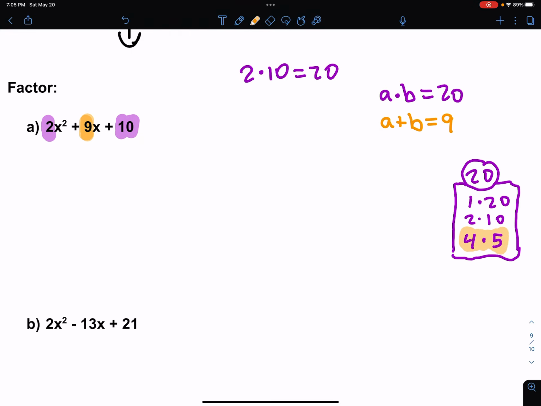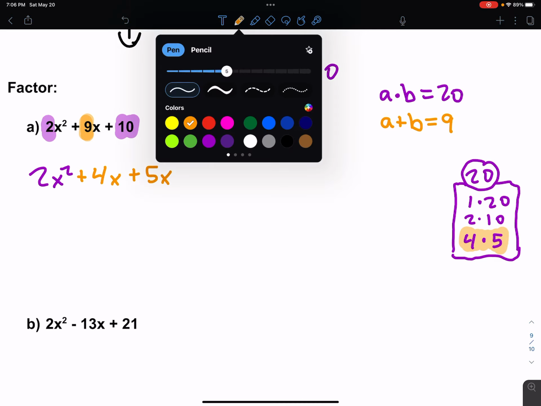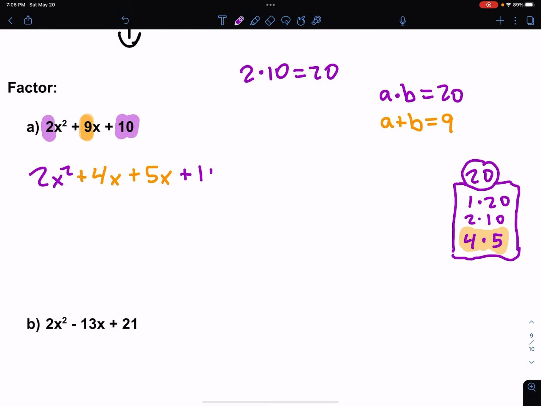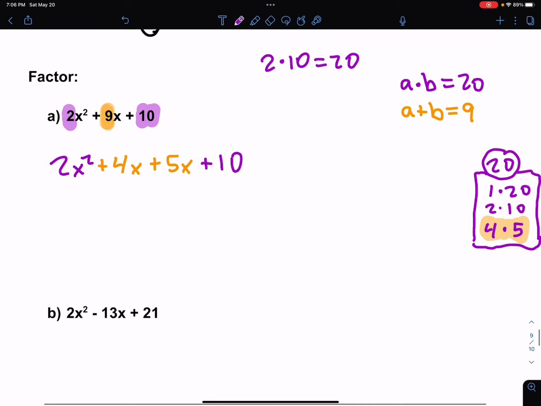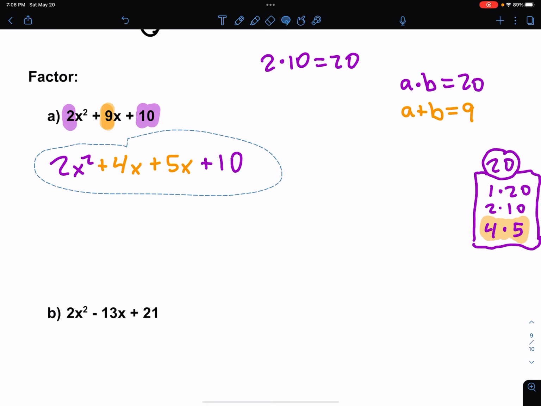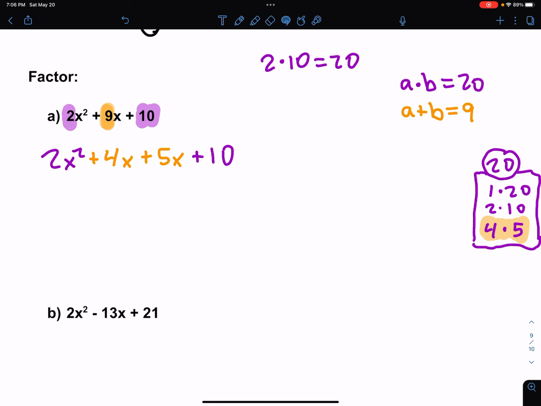So now we're going to break up that middle term, that 9x. I'm going to change that 9x into a 4x plus 5x. So down here I'll write 2x squared, and then I'm going to take that 9x and break it up into a 4x and a 5x. And then we got the plus 10, right? Okay, so nothing has changed. Basically, all I did was change that 9x to a 4x plus 5x. That's really all I've done so far.